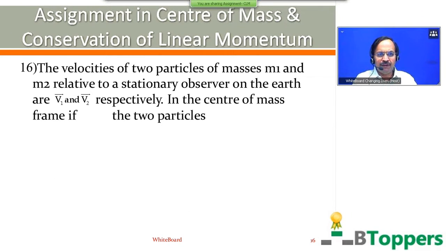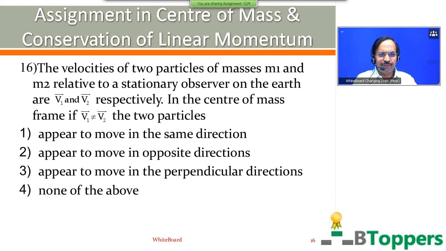If v1 bar is not equal to v2 bar, the two particles, there are four options on the screen. First option, appear to move in the same direction. Second option, appear to move in opposite directions. Third option, appear to move in perpendicular directions. Fourth option, none of the above. Come on, try to answer the question.